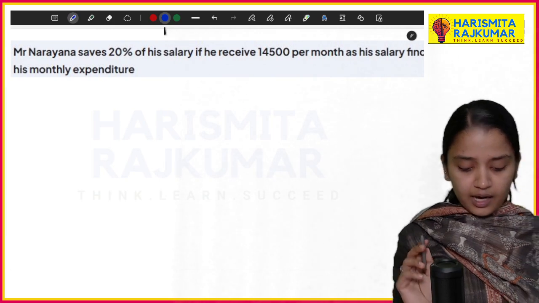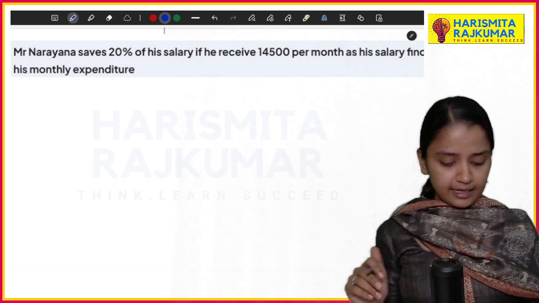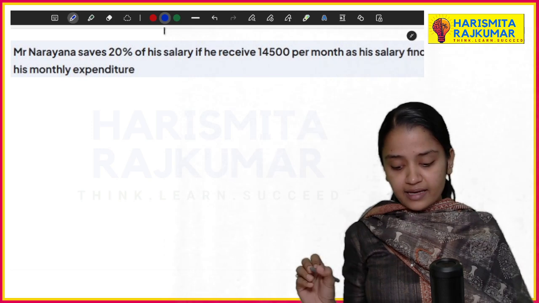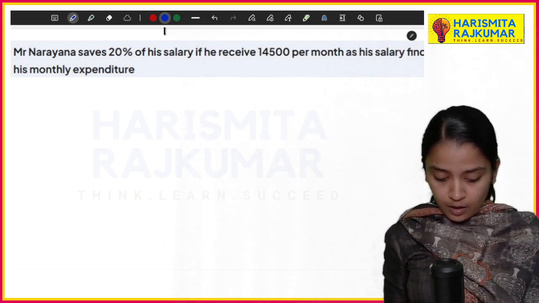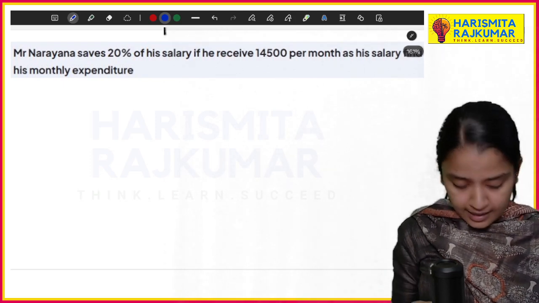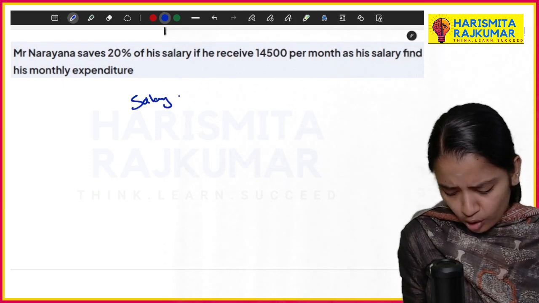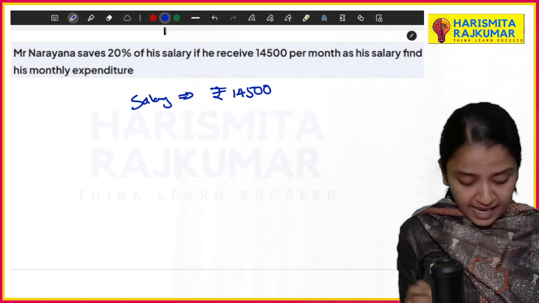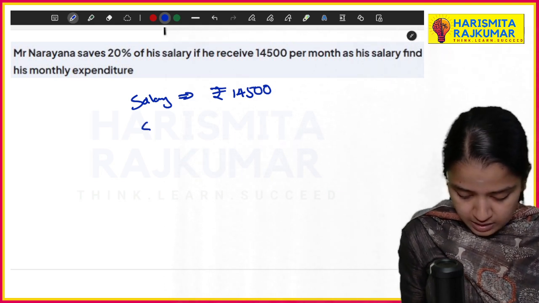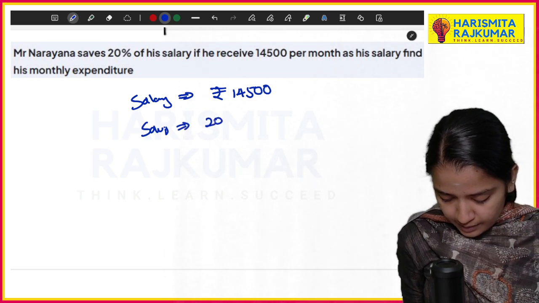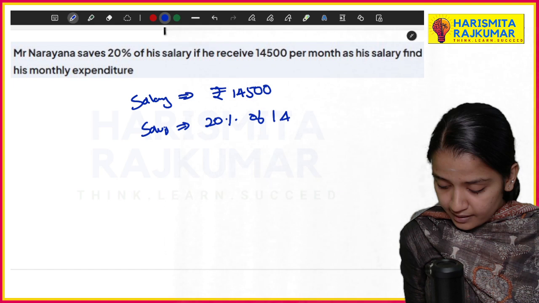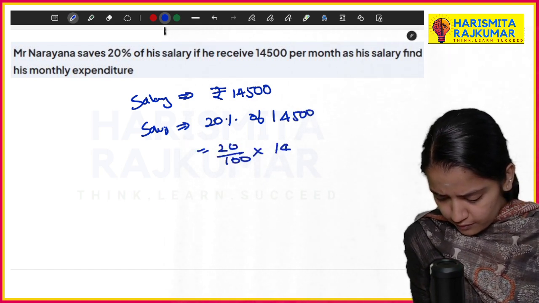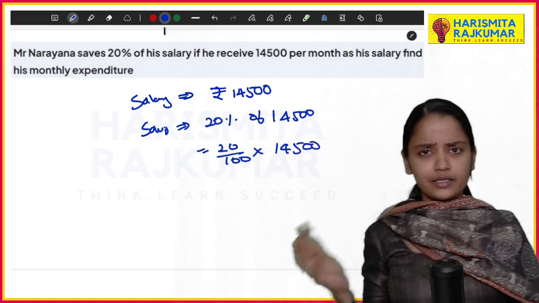If Narayana saves 20 percentage of his salary and receives rupees 14,500 as his monthly salary, find his expenditure. That is, I guess, easy. The salary he receives is already given. It is rupees 14,500. He saves 20 percentage of the amount. So saving is nothing but 20 percentage of his salary, right? Which will be 20 by 100 into 14,500. Otherwise, 14,500 divided by 5.